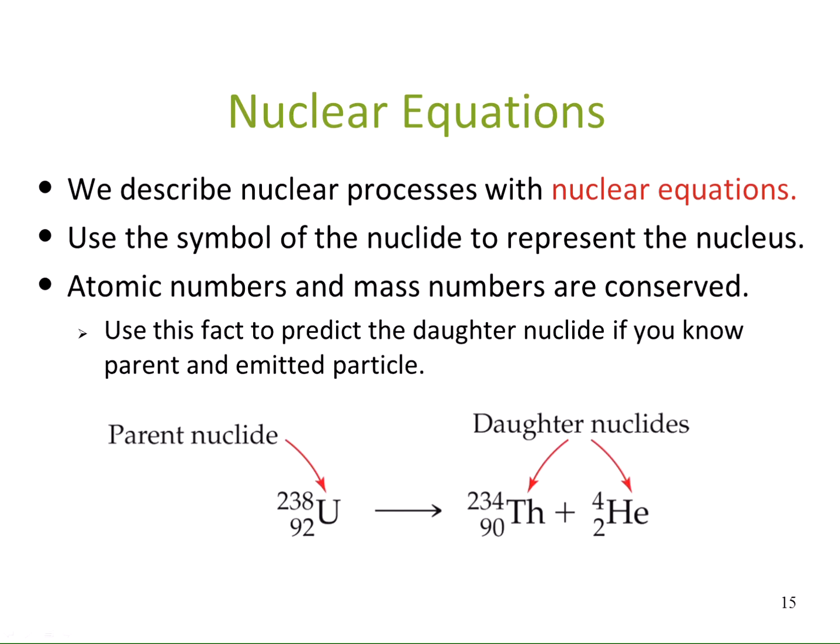If I know the parent nuclide is this uranium-238 and it has 92 protons in the nucleus, and I know that it undergoes an alpha decay, and an alpha particle is 2 protons and 2 neutrons, I know that the sum of the mass numbers have to equal up together. So 238 on this side, and 234 plus 4 on this side make 238. Here we have the number of protons of 90 plus 2, so that's 92. So it also equals the 92 for the uranium.